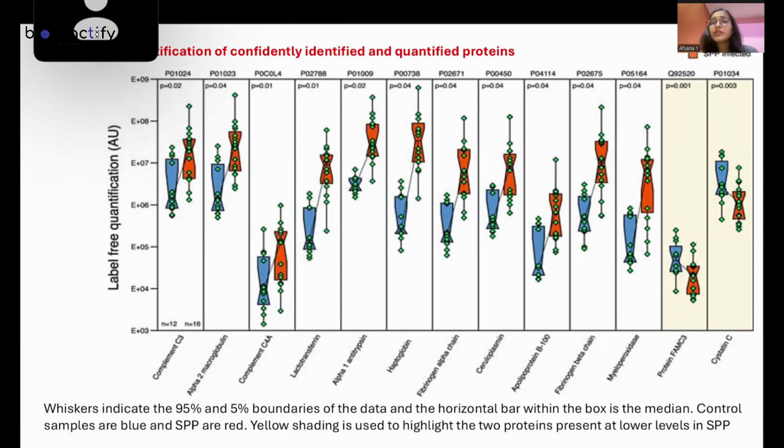The whiskers indicate the 95% to 5% boundaries, and the horizontal bar indicates the median. Apart from that, the blue color represents the control and the red color represents the infected samples. The last 2 shaded proteins indicate that they get down regulated in the infected samples, and the proteins are FAM3C and cystatin C. They get down regulated in the infected samples.